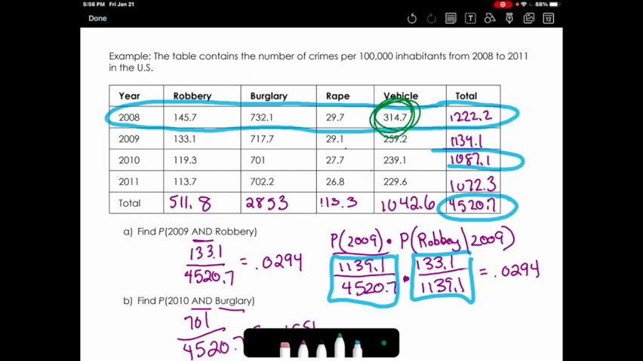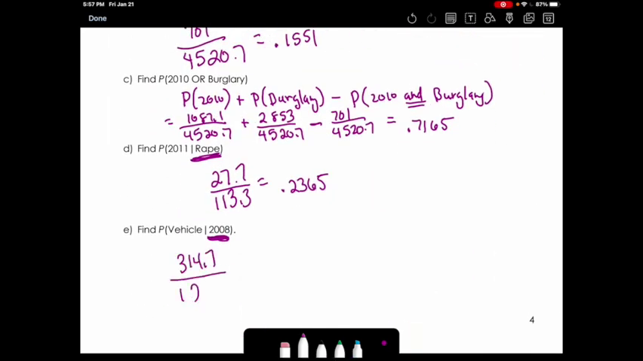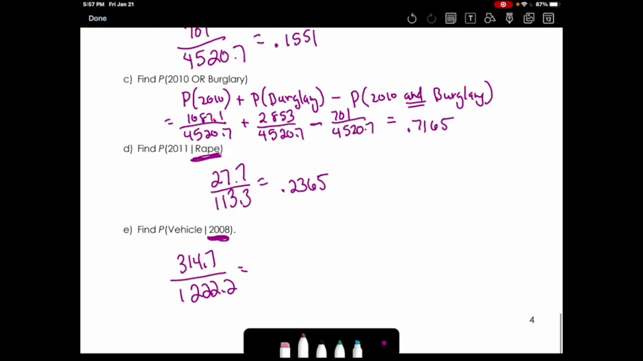Now, if we want to see what's the probability that the crime that takes place involves a vehicle, we're looking at 314.7 out of the 1,222.2. So when I write this down, I'm going to have 314.7 out of 1,222.2. When we put that in on the calculator to find our corresponding decimal value, and we round it to 4 places, we get 0.2575.